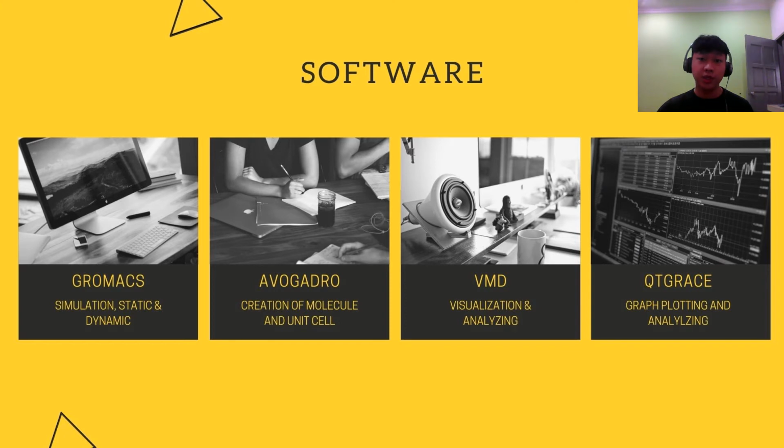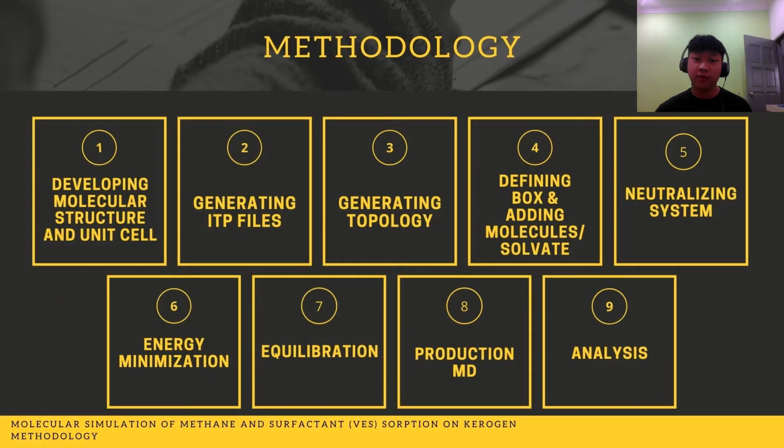Enters the methodology. Here are the few software used. GROMACS is used for the molecular dynamics simulation. Avogadro is used to create the unit cell for methane, graphene, and surfactant. VMD is for visualizing the system at every stage of simulation, and QtGrace for graph plotting and analyzing for the results section. Here are the 9 steps of methodology.